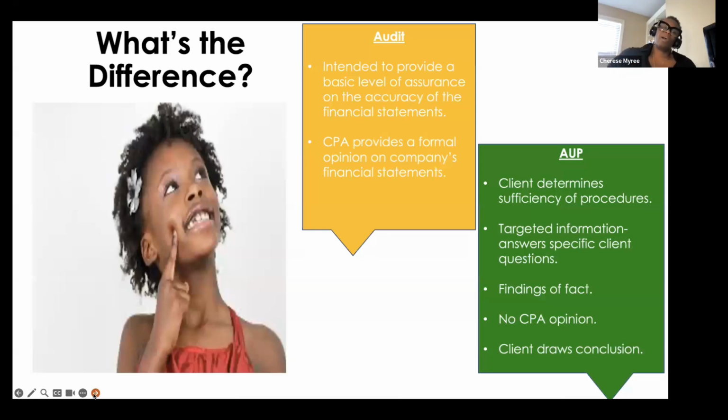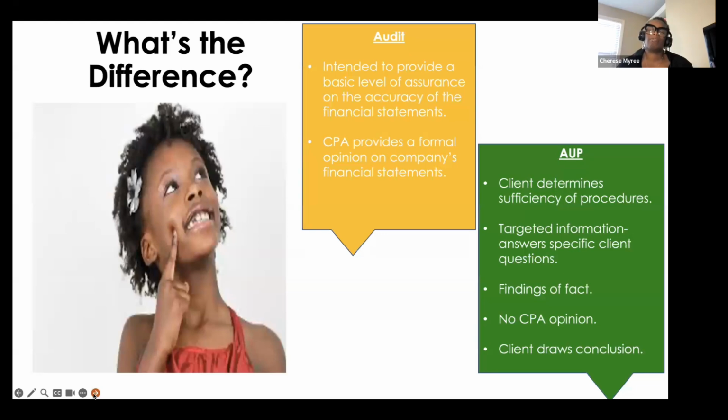So first, I wanted to talk about what the difference is between an audit and an agreed upon procedures review. Although you may hear the terms used interchangeably, typically with Georgia Pre-K, you're getting an AUP, but they may refer to it as an audit. But technically, an audit is intended to provide a basic level of assurance based on financial statements. So financial statements that will be produced, balance sheet, profit and loss statement, those things, that would be considered an audit. A CPA will provide an opinion on the company's financial statements.